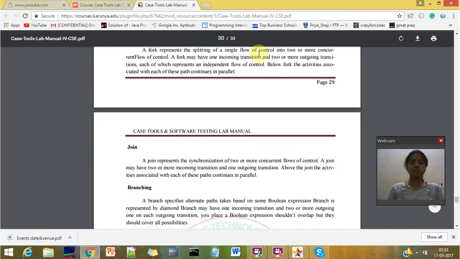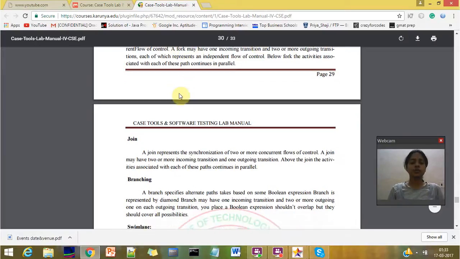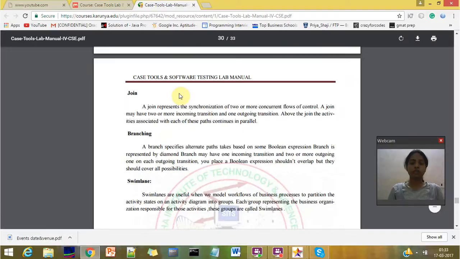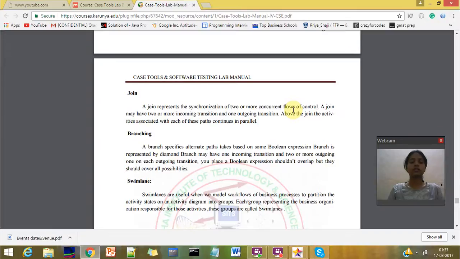Fork represents the splitting of a single flow control into two or more concurrent flows of control. Join is just the opposite of the flow. It represents the synchronization of two or more concurrent flows of control. A join may have two or more incoming transitions and one outgoing transition.